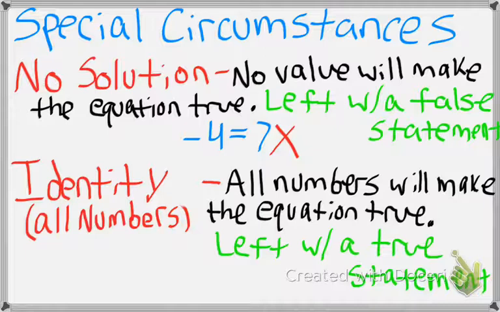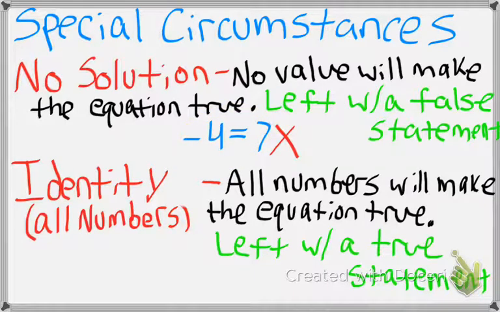Now, an identity, on the other hand, essentially means all real numbers are a solution. That means all numbers will make the equation true. So if you're solving and you go all the way down, just like in the last one, notice there were no more variables. They canceled out. We were just left with -4 equals 7.